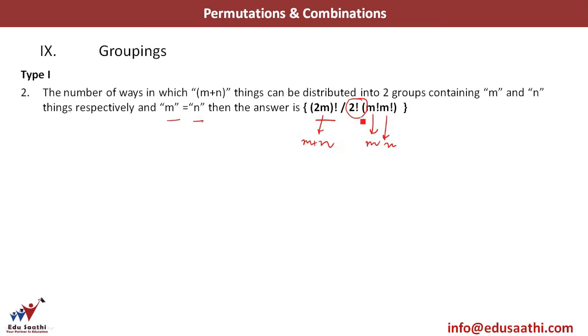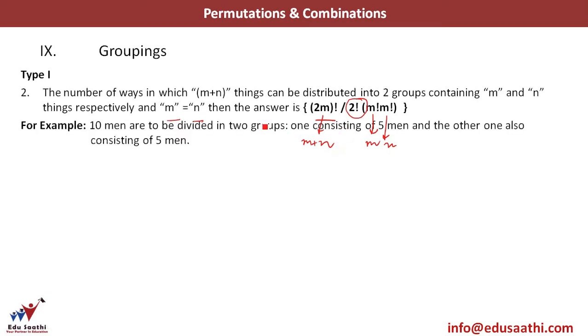Why does this 2 factorial come up? Let's see with the help of an example. 10 men are to be divided into two groups, one consisting of 5 men and the other also consisting of 5 men. If I go by the formula, m is equal to n, and m plus n is 10 again. So the formula is 10 factorial divided by 5 factorial divided by 5 factorial divided by 2 factorial. This is the answer.